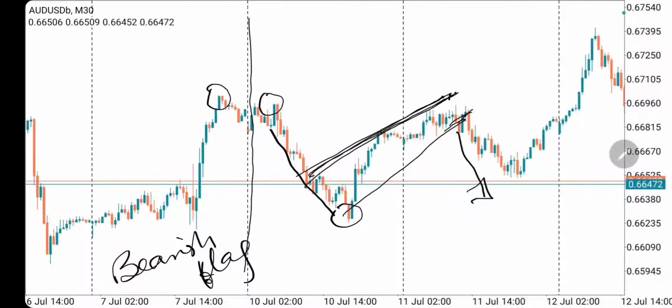This strategy occurs almost every day. If it does not occur in GBP USD, check AUD USD. If it does not occur in GBP USD, check AUD USD. If you can't find it in AUD USD, check Euro USD.